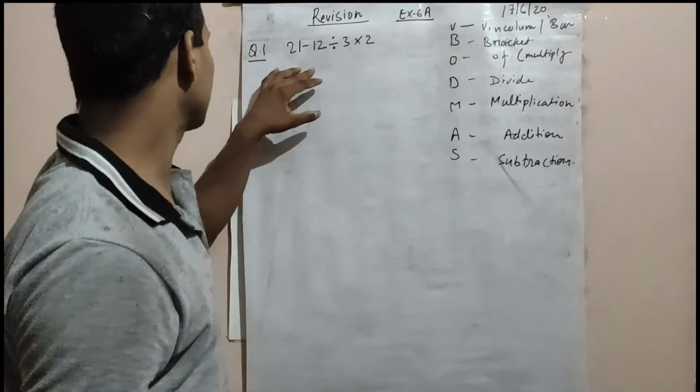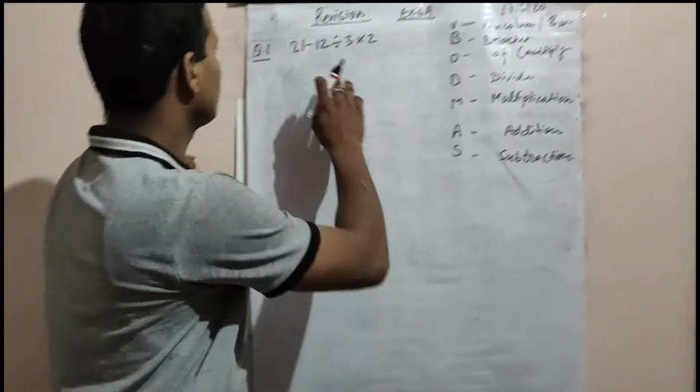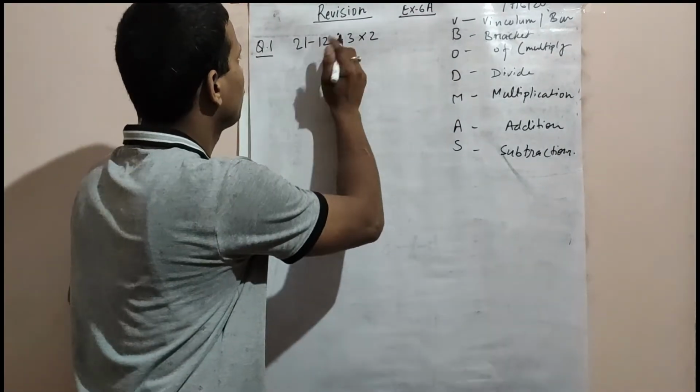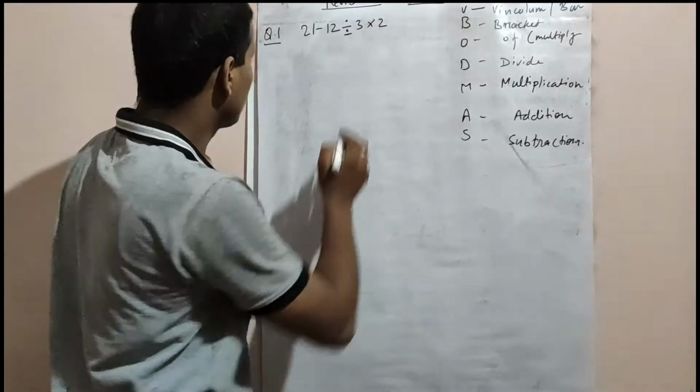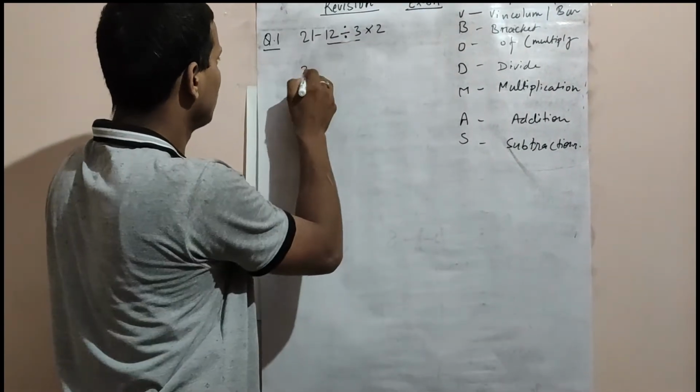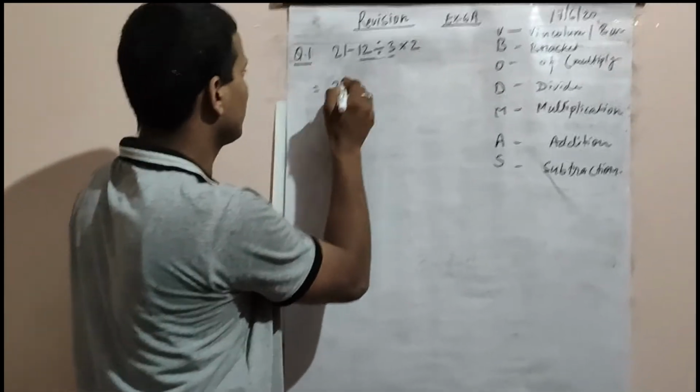Okay, let's take question number 1. In this question we have division, multiplication and subtraction. According to BODMAS, we first need to divide these values. So first we need to solve this value, 12 divided by 3. Remaining values we need to write as it is.